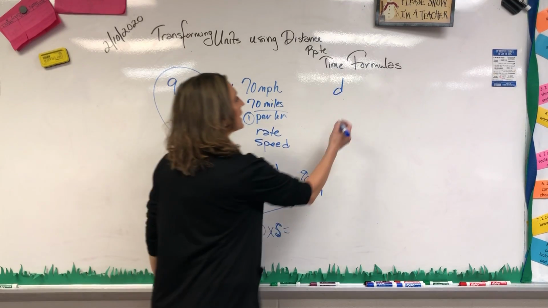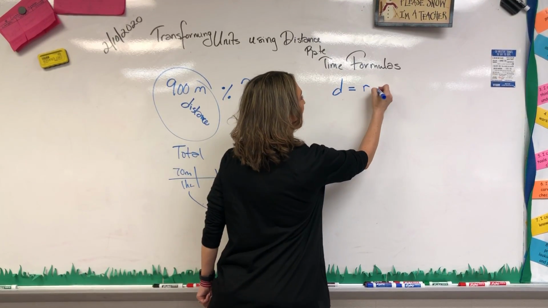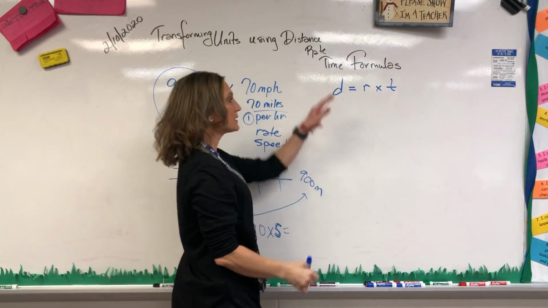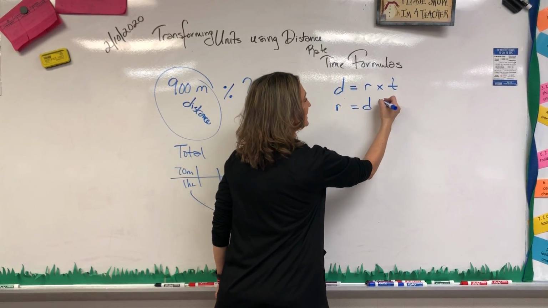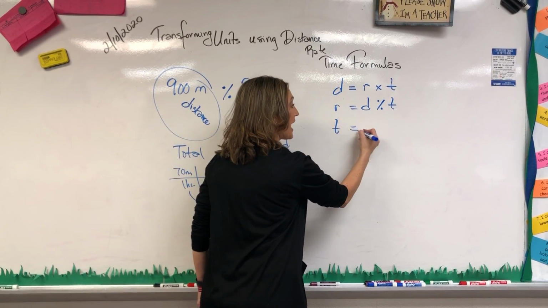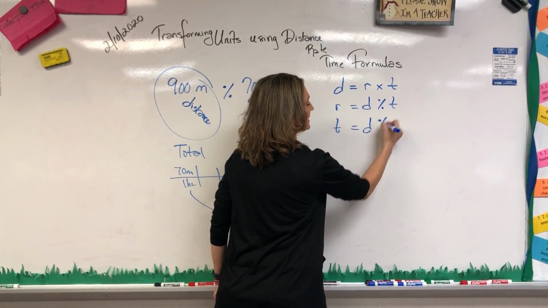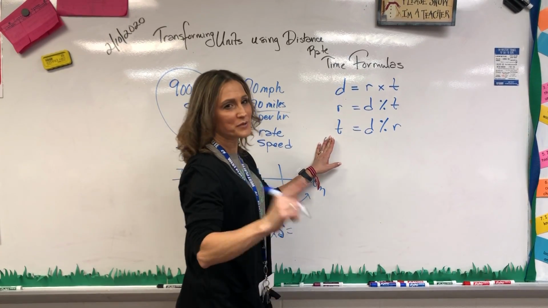They do have formulas. If I already have the total, then that means I can take the rate times the time to get the distance. If I have the rate, I need to take the distance and divide it by the time. Or if I have the time, I need to divide the distance by the rate to figure that out. And I said that incorrectly, so I'll say it again.